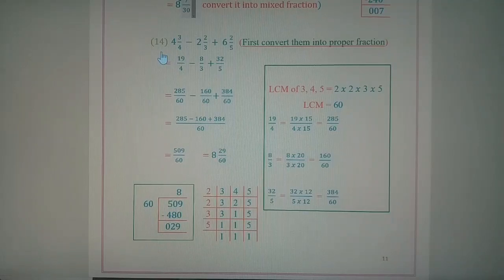The next question, 14th question. Here 3 mixed fractions are added and subtracted, and their denominators are different. So it cannot be added. First we have to convert them into like fractions by making their denominators same. To make the denominator same, we have to find the LCM of the denominators. We have to find the LCM of 4, 3 and 5. So 3, 4, 5, we have to find the LCM.